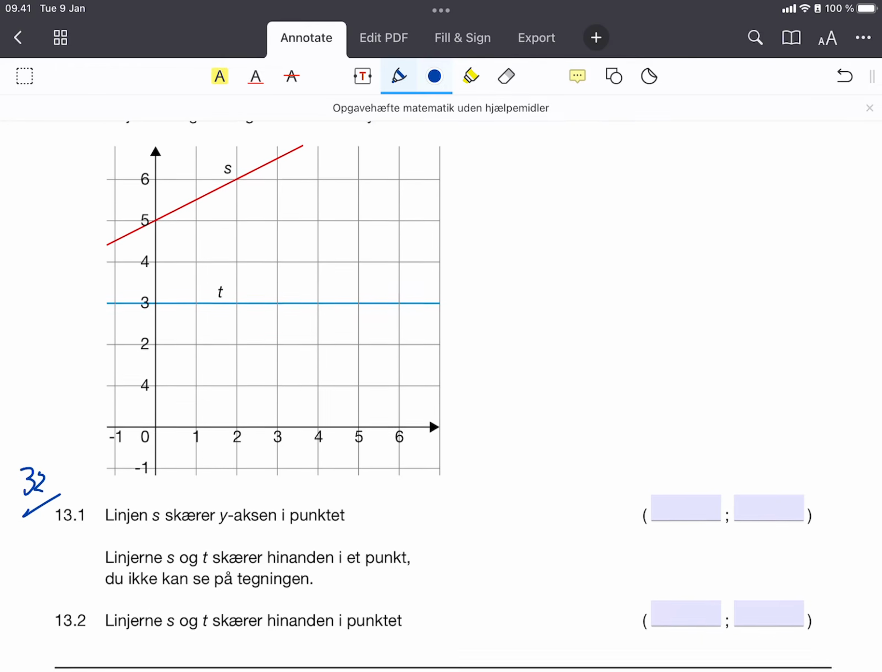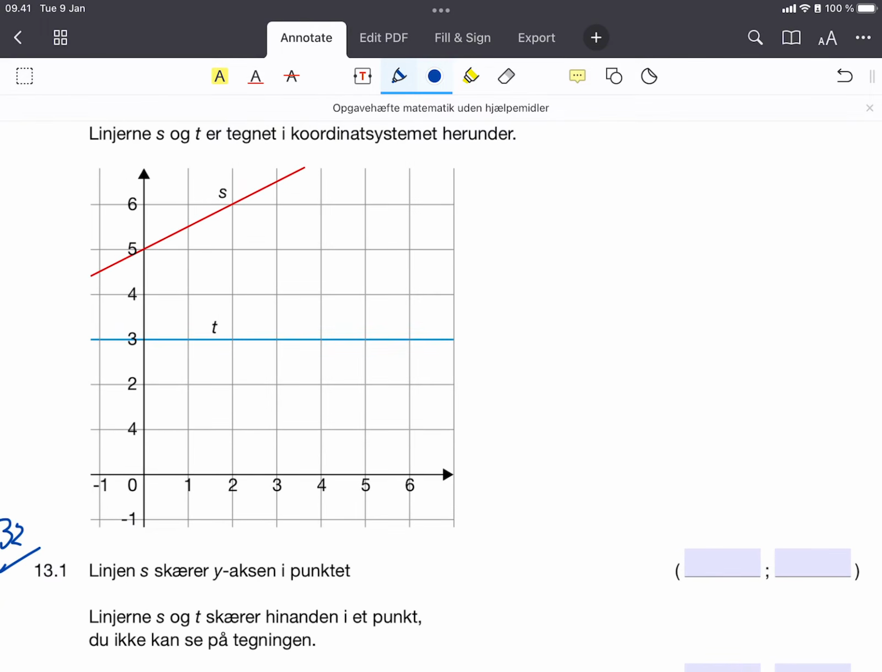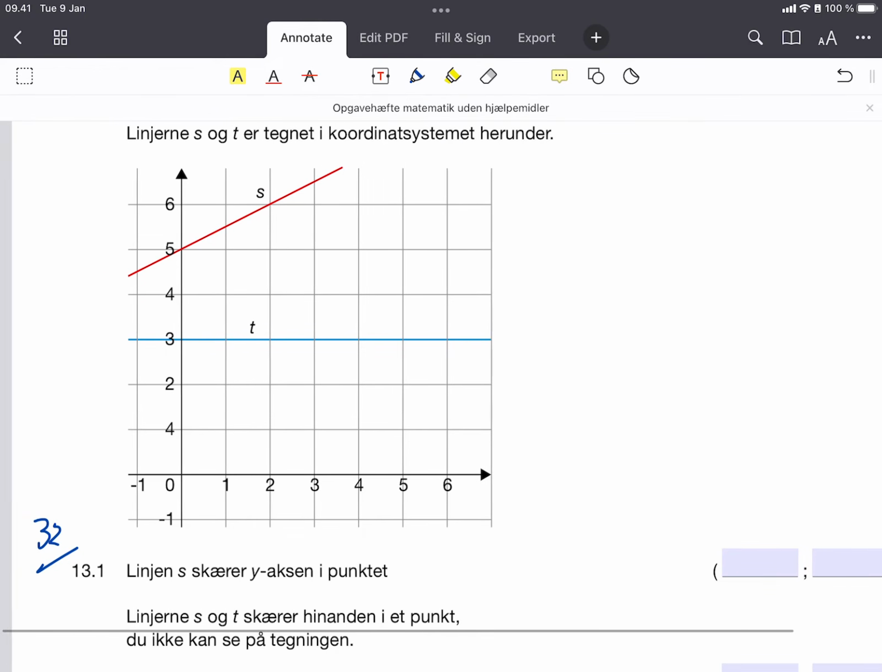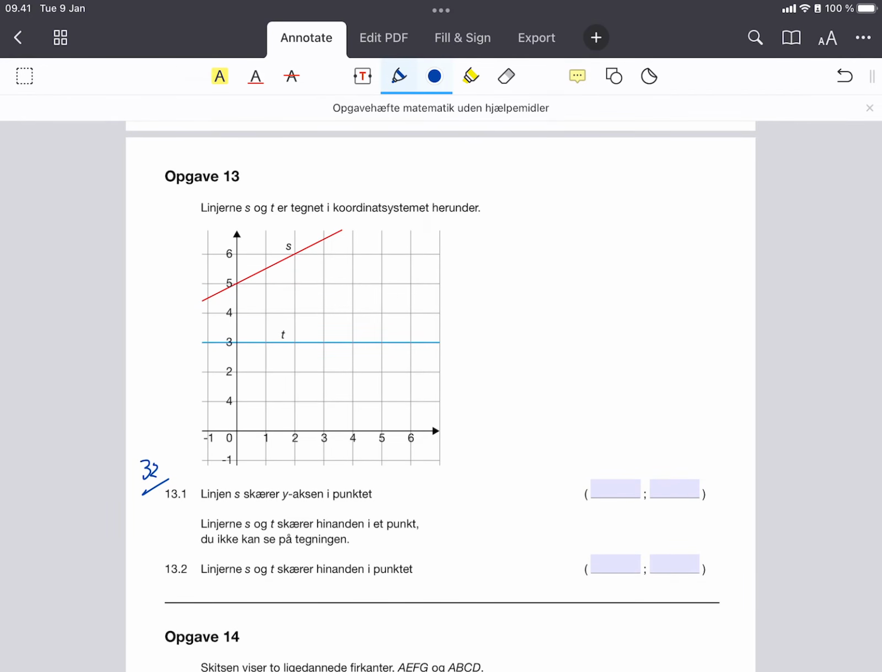Okay, it says the line S and the line T are drawn below in a coordinate system. The line S cuts the y-axis at what point? So that point there we're talking about. I'm just having a little bit of trouble with my pen here. Why doesn't that want to play? There we go. So that point there, 0, 5.